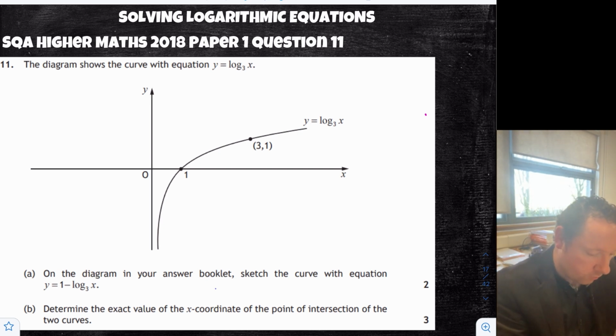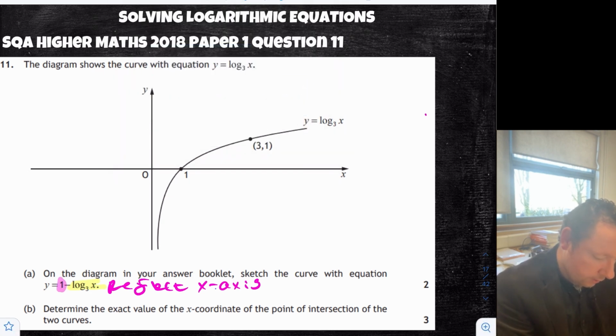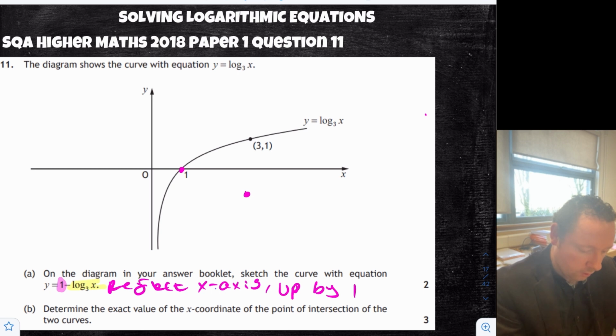So 1 minus log base 3 of x, the minus part here tells me to reflect in the x-axis, and then the 1 part, which I'll do in another colour here, tells me to then move up by 1. So first of all, reflecting in the x-axis, this point will stay where it is, but this point will jump down here, and that would be at the moment the point (3, minus 1).